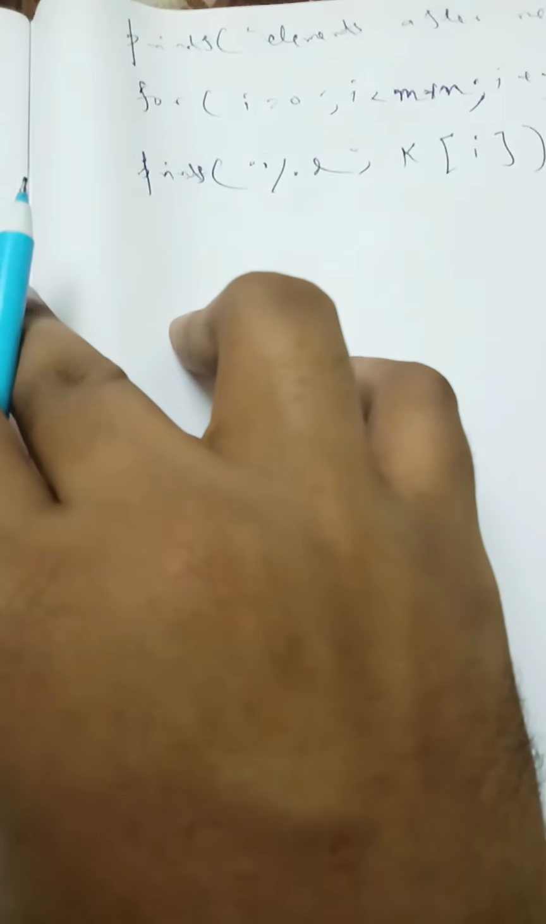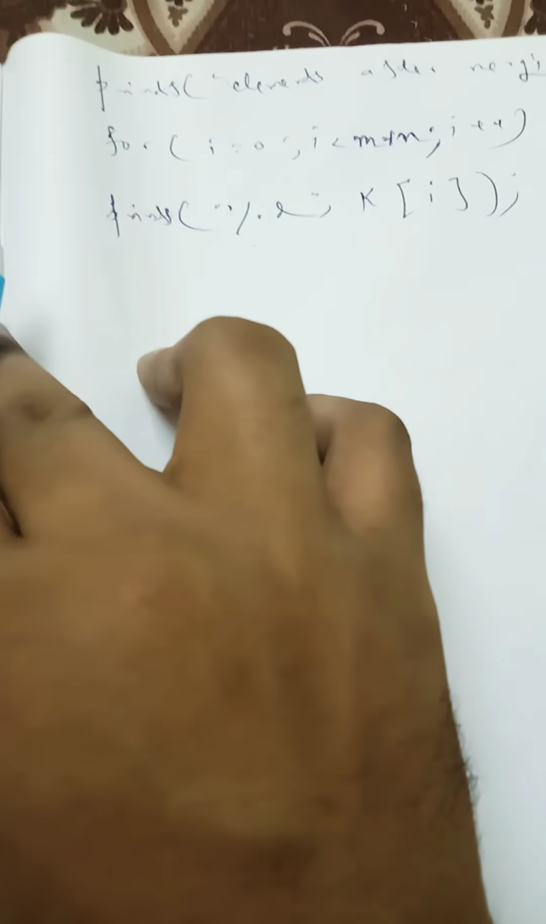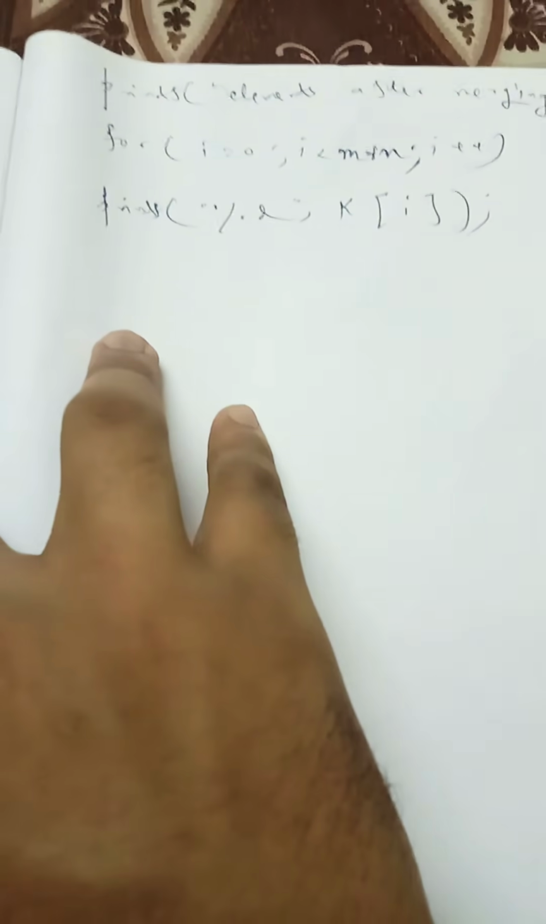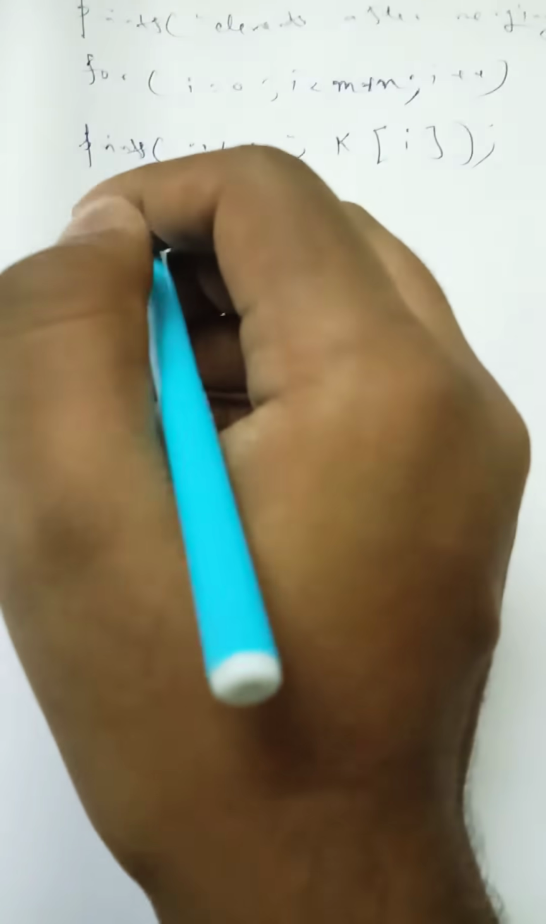Now what we are going to do is sort this k array. How are we going to sort this k array? We can use different approaches. You can use selection sort, you can use insertion sort, you can use merge sort. We are going to use bubble sort. You can use any other kind of sorting technique. So let's do the bubble sort technique. How are we going to do bubble sort?